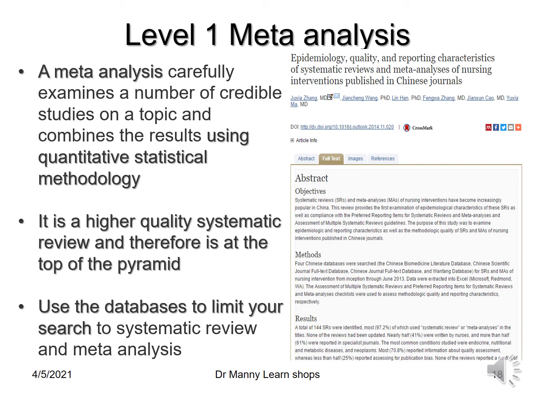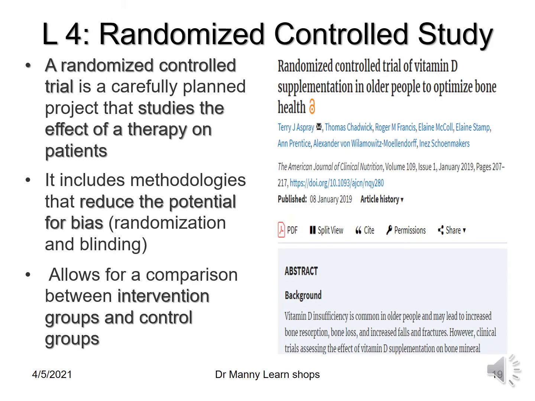Level 1 also includes a meta-analysis. Now, a meta-analysis carefully examines a number of credible studies on a topic and combines the results using quantitative statistical methods. It's a higher quality systematic review and therefore is at the top of the pyramid. And it uses databases to limit the researcher's search to systematic review and to the meta-analysis.